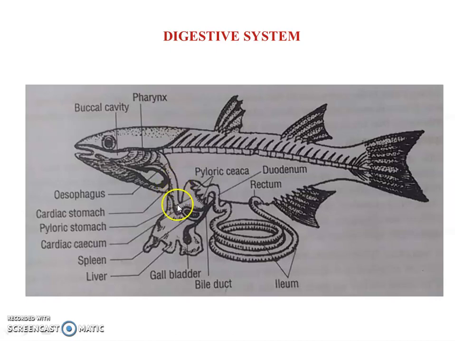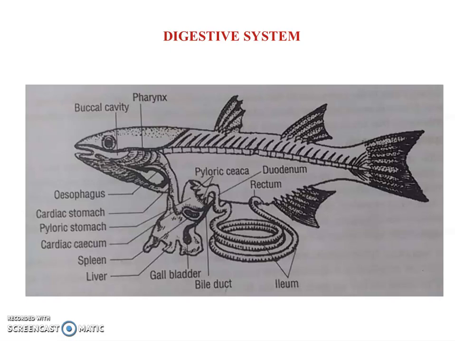Now you can see the stomach over here. The stomach is not uniformly wide. You can see this part of the stomach is narrower, while here it is bulged out or swollen, isn't it? The part continuing from the esophagus is referred to as the cardiac stomach, and the sac-like part is referred to as the pyloric stomach. So the stomach is divided into two: the anterior cardiac stomach and the posterior pyloric stomach. This pyloric stomach is otherwise referred to as the gizzard.